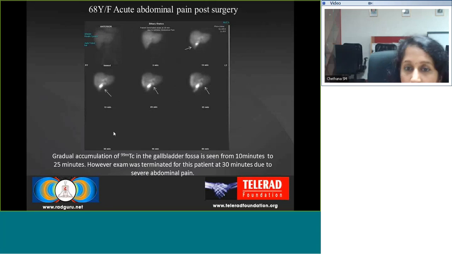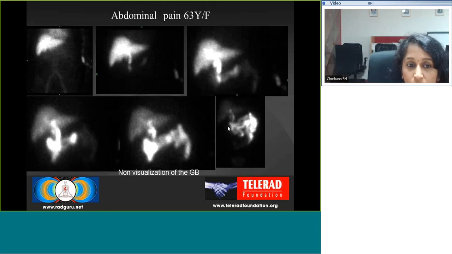As we can see here, there is accumulation of the tracer in the gallbladder fossa starting at 10 minutes, and it's progressively increasing up to 25 minutes. And this study was consistent with biliary leak, positive for biliary leak.